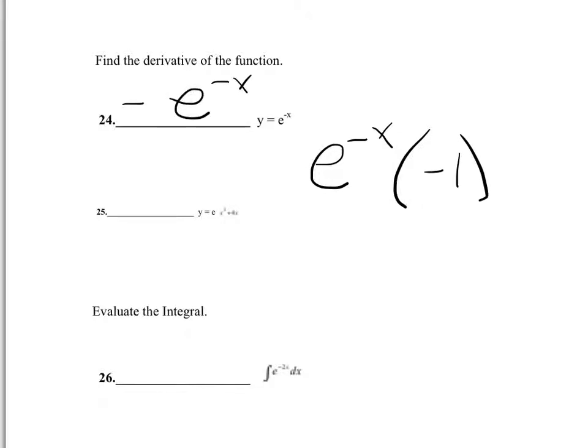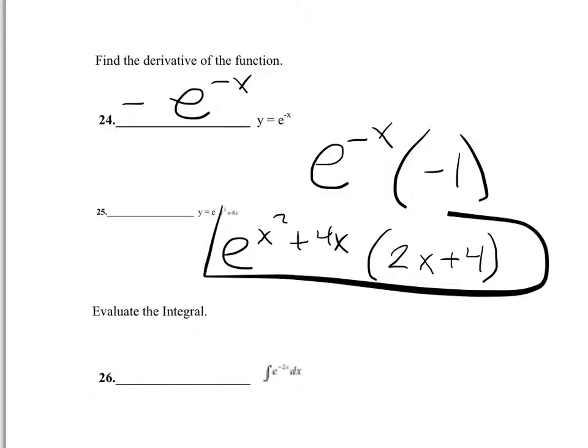Okay, number 25. I know that's really hard to read, but it is e to the x squared plus 4x. Well, again, this is its own derivative. I just then have to multiply it by the derivative of the exponent. So it looks like that. So that would be my answer on that one.